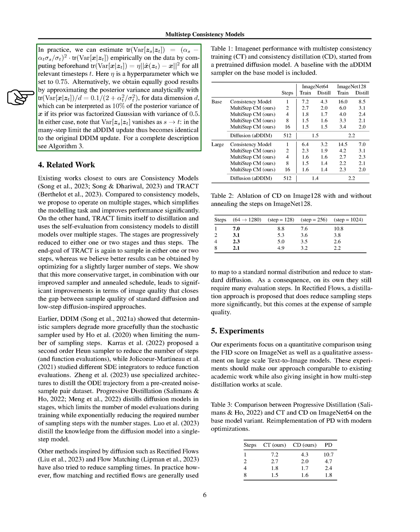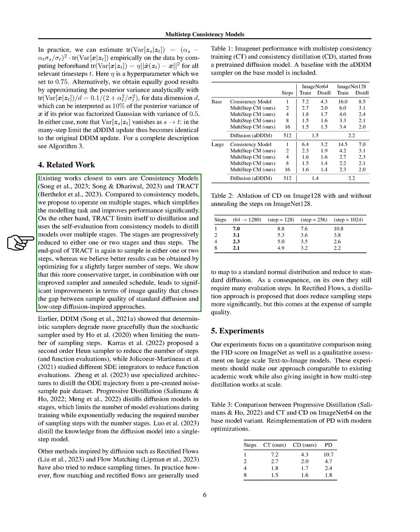Section: Related work. In this section, we discuss related works that are similar to ours, such as consistency models and TRACT. Our approach differs from consistency models by operating on multiple stages, which simplifies modeling and enhances performance. On the other hand, TRACT focuses on distillation and utilizes self-evaluation from consistency models to distill models over multiple stages, progressively reducing them to 1 or 2 stages. However, we believe that optimizing for a slightly larger number of steps can lead to better results. By combining a more conservative target with our improved sampler and annealed schedule, we achieve significant improvements in image quality, bridging the gap between standard diffusion and low-step diffusion-inspired methods.